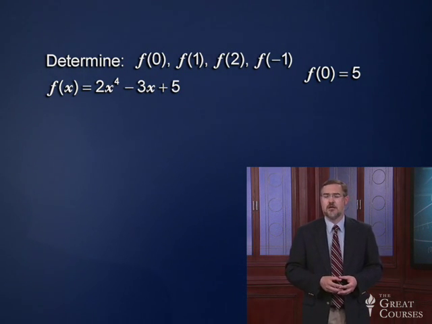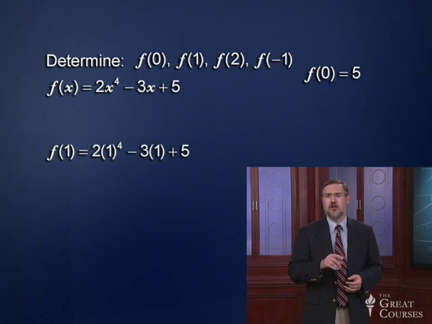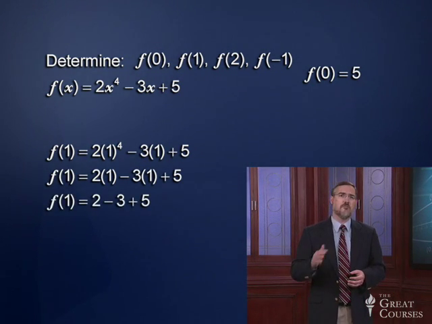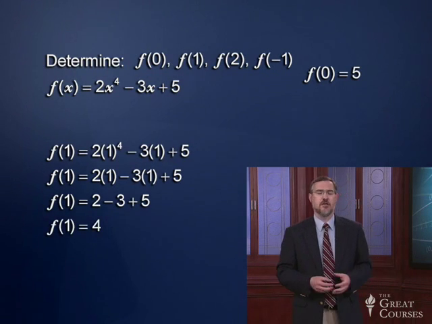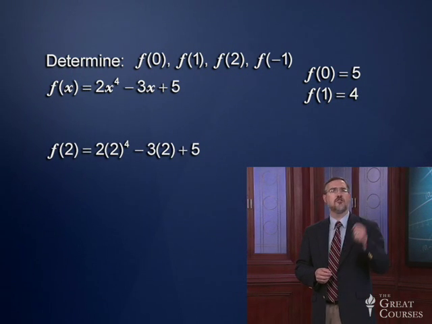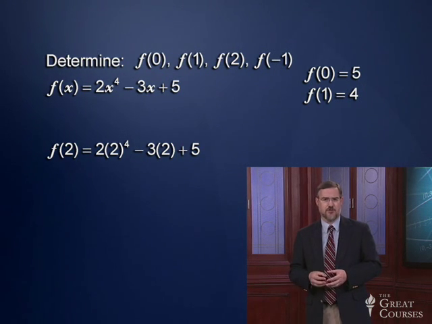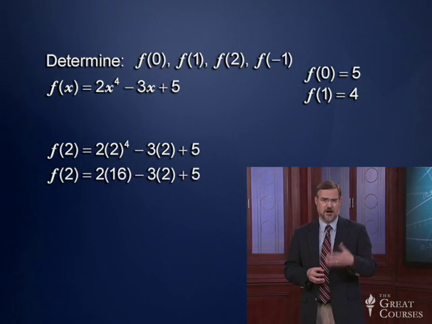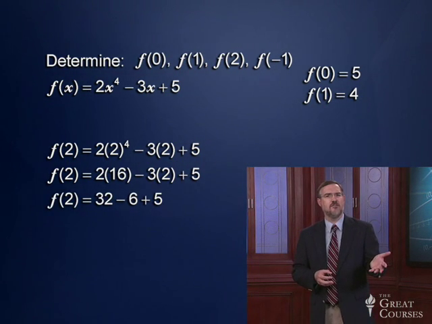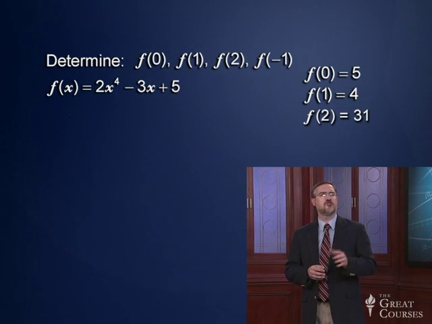What about f of 1? Well, it's 2 times 1 to the 4th minus 3 times 1 plus 5, which is 2 times 1 minus 3 times 1 plus 5, or 2 minus 3 plus 5, which is 4. So f of 1 is 4. How about f of 2? F of 2 is 2 times 2 to the 4th minus 3 times 2 plus 5. We must do that exponent first, and we'll have 2 times 16 minus 3 times 2 plus 5, which is 32 minus 6 plus 5, which is 31 once you do all of the subtraction and addition. So f of 2 is 31.